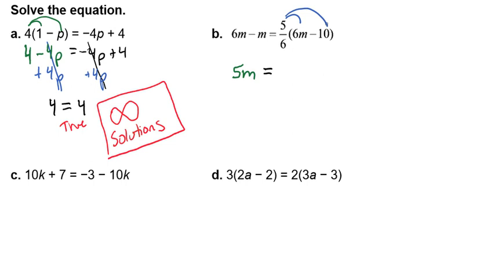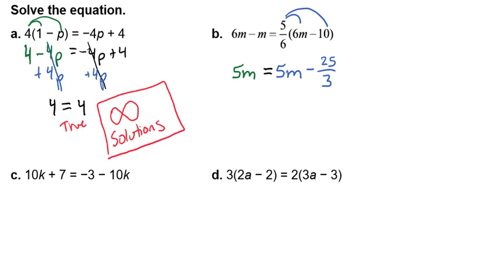So 5/6 times 6, you can either do that in your head if you can see the answer, or you can put it into your calculator, and you're going to get an answer of 5m. And then we have 5/6 times negative 10, and that one might be a little bit harder to do in your head. So you can either take 5 times negative 10 and then divide it by 6 and reduce it, or you could use a calculator, and you would end up getting a minus 25 over 3.